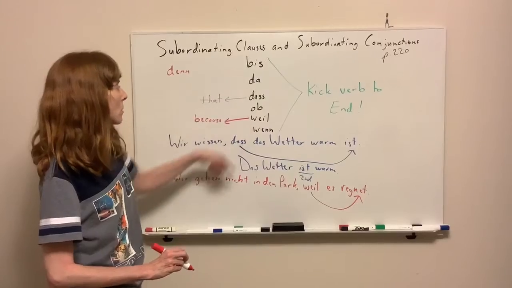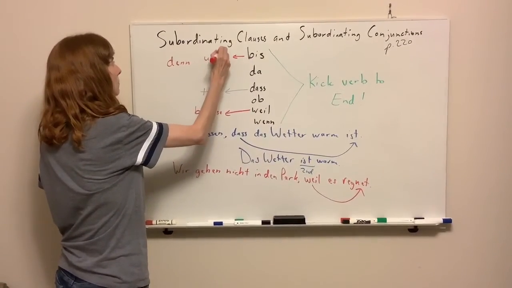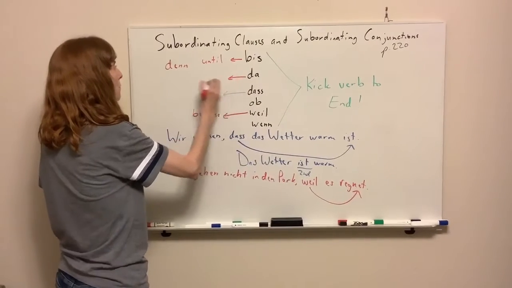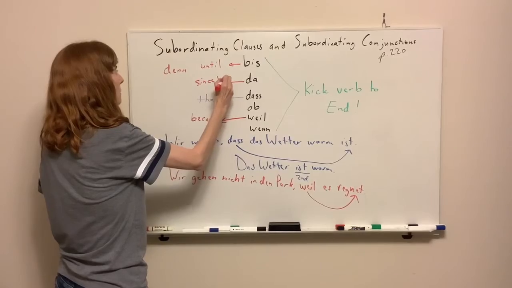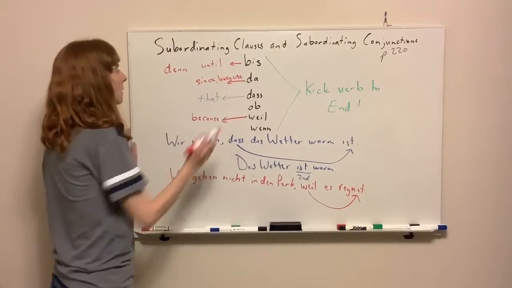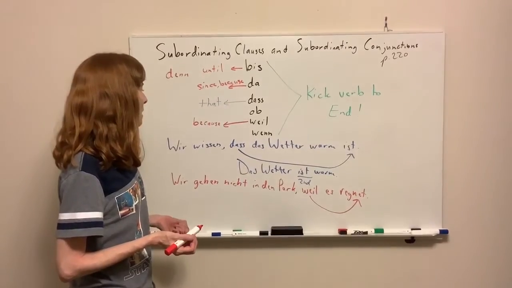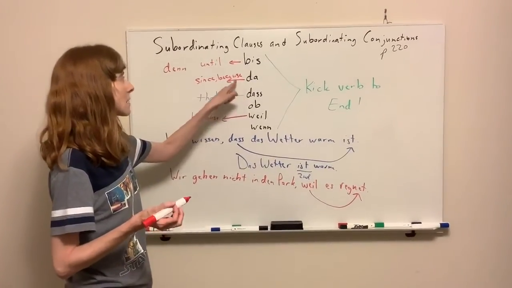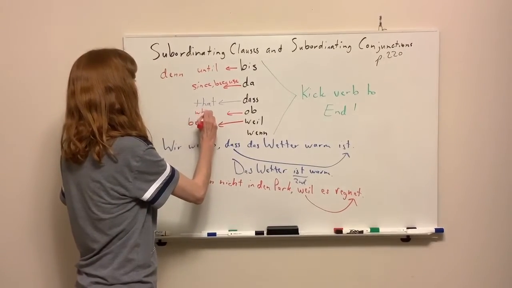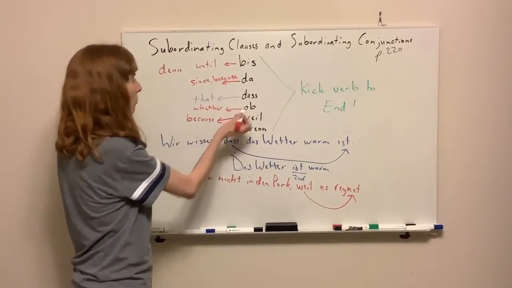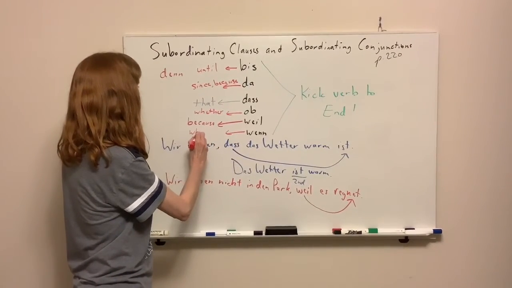Now we've got some other words we can use here. Bis means until. Da means since, as in because. For example, wir gehen nicht in den Park, da es regnet, since it's raining. Ob means whether. You use this one a lot with questions. Wenn means whenever.